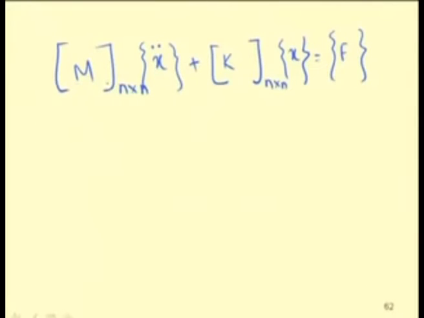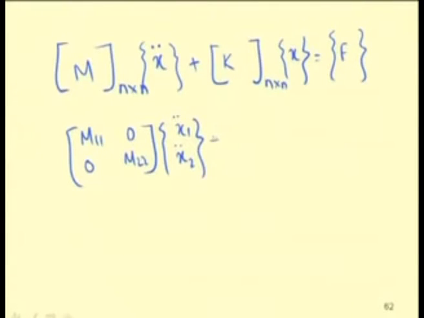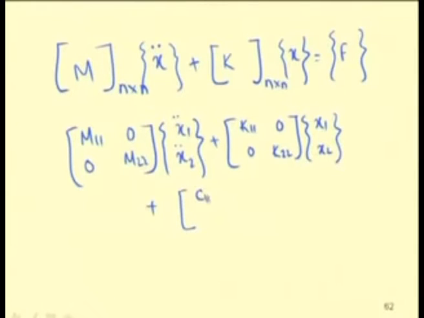So, to make this uncoupled, that is, if the off diagonal terms are not present, for example, if I write the system like this: M11 0 0 M22 times x1 double dot x2 double dot plus k11 0 0 k22 times x1 x2, plus, let me add the damping matrix also, C11 0 0 C22 into x1 dot x2 dot, equal to, let me write, F1 and F2.